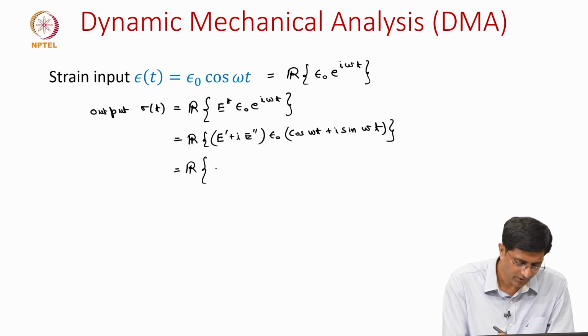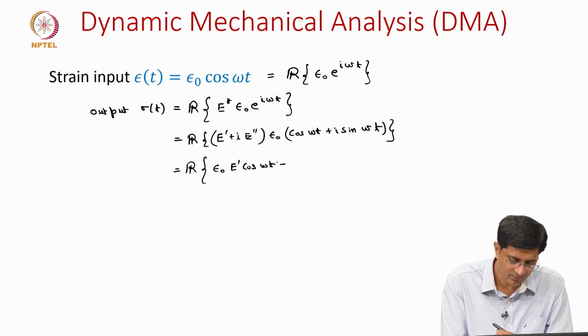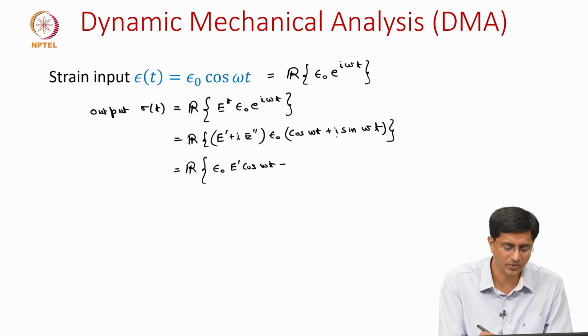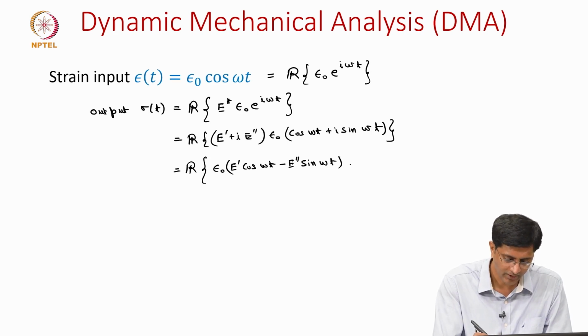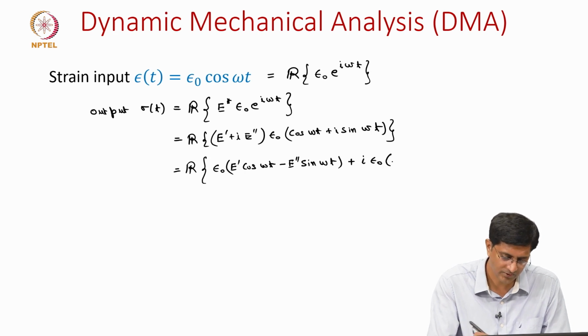So, once I multiply it, epsilon naught will be a constant, E dash times cos omega t minus, because I times I, I square, is minus 1. So, we get this minus times E double dash sine omega t. This will be the real term, and if we write the imaginary term, it will be I epsilon naught times I times E double dash cos omega t plus E dash sin omega t.